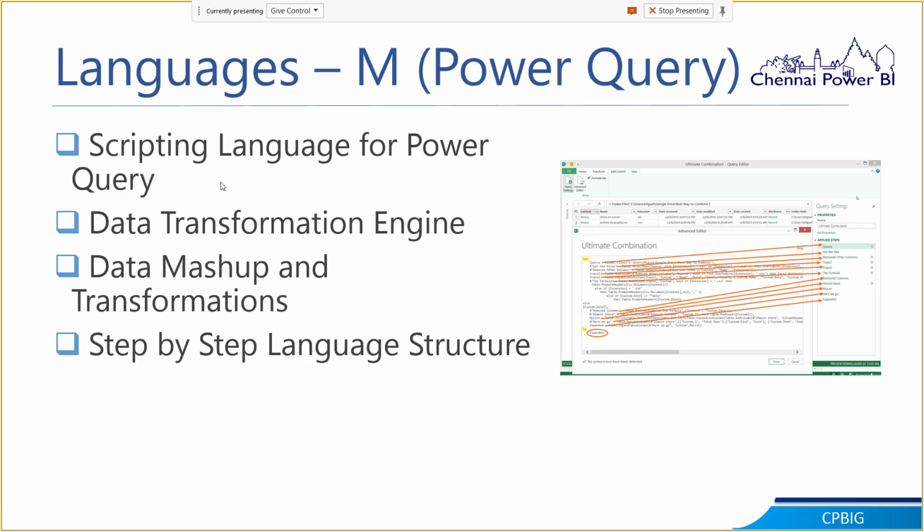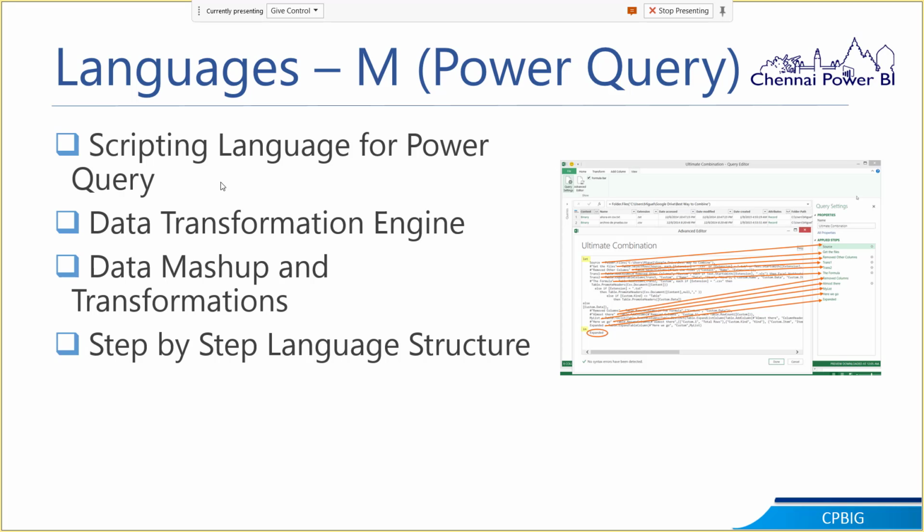M is going to be a step-by-step language structure. If you look at an M script, it is easy to understand. When you create a new transformation, it creates a new line item, a new line of script. So you can easily understand which line of script is pointing to which transformation.